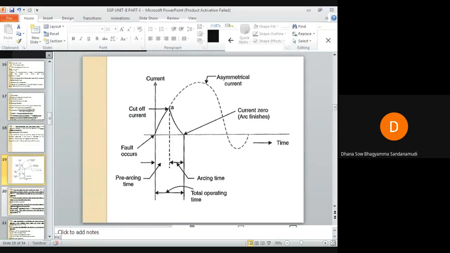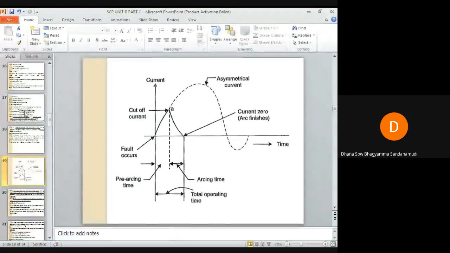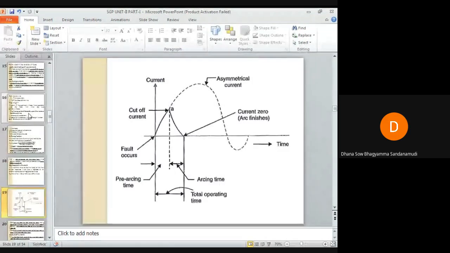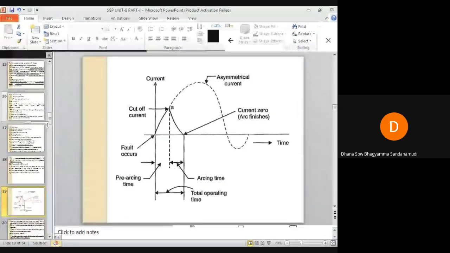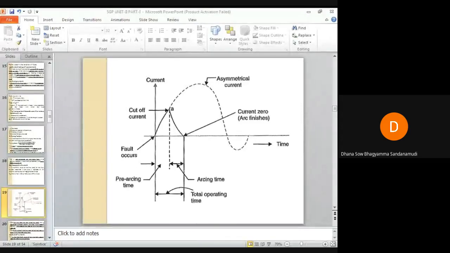Okay, this is about the fuse, and the different terms that are used in the fuse. I will continue.